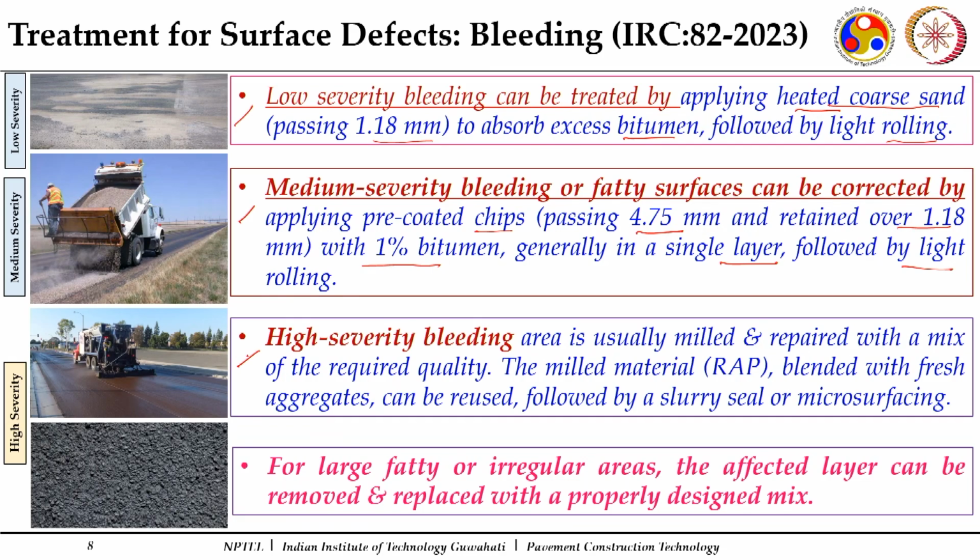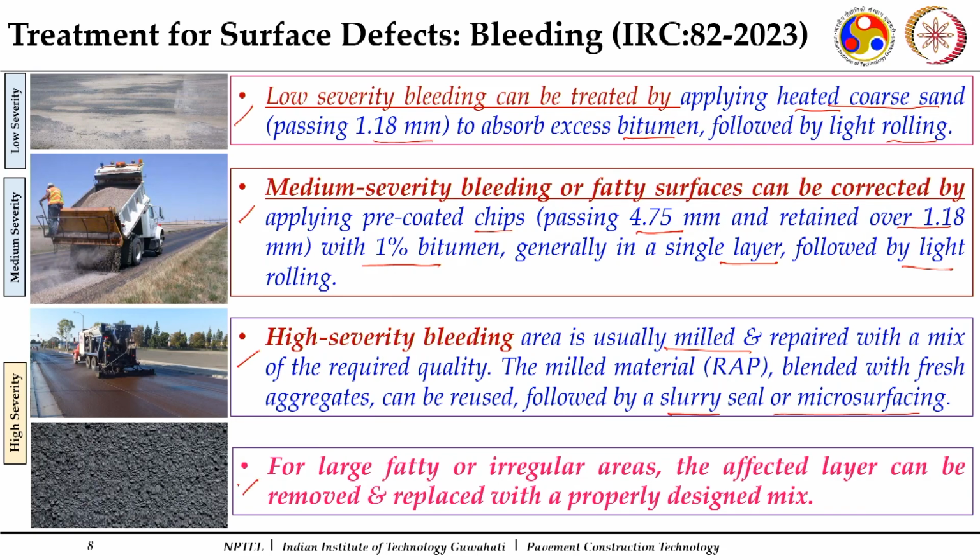High severity bleeding is there. If this bleeding is very severe, then it is preferred to mill out that particular portion. We can scrape out that portion where it has shown excessive signs of bleeding, and we can reuse that material, or we can put up a new layer of a mix over it. And in that particular case, we can even go for an application of a slurry seal or microsurfacing.